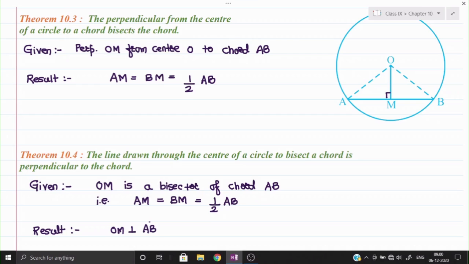For example, if OM is perpendicular to AB, I can say AM and BM are equal and they will be half of AB also. And if AM and BM are equal and they are half of AB, then we can say that OM is perpendicular to AB. So these are the two simple theorems. However, we don't require these two theorems right now. These theorems will be utilized in the upcoming exercise. Now I am going to start the first question of exercise 10.3.